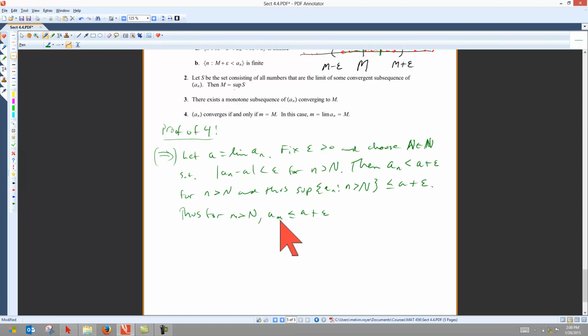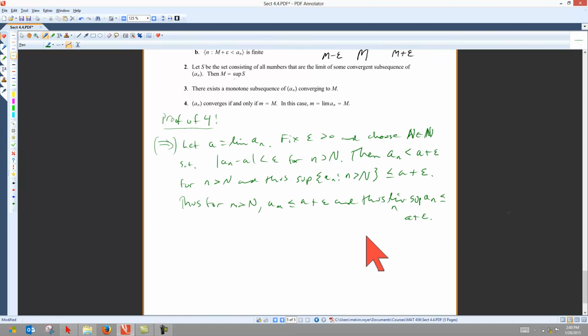Thus for m greater than capital N, a sub m is less than or equal to a plus epsilon. And thus the limit superior of the a sub n's is less than or equal to a plus epsilon. All of the guys far out in the sequence are less than or equal to a plus epsilon, and so if I take the supremum of all of the guys far out, that's also less than a plus epsilon.